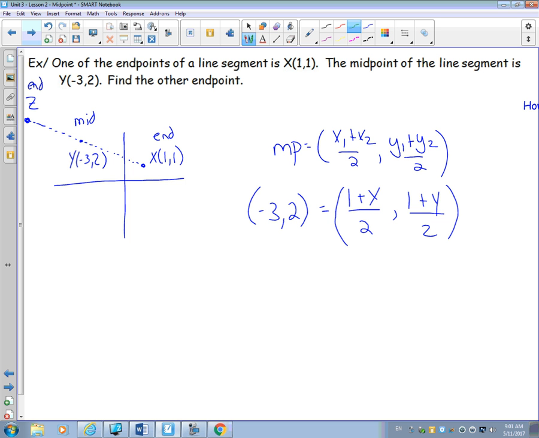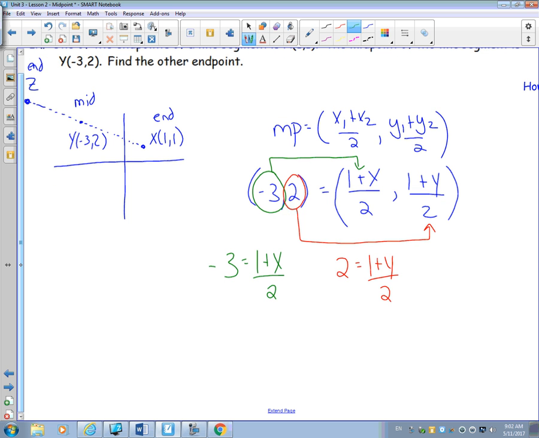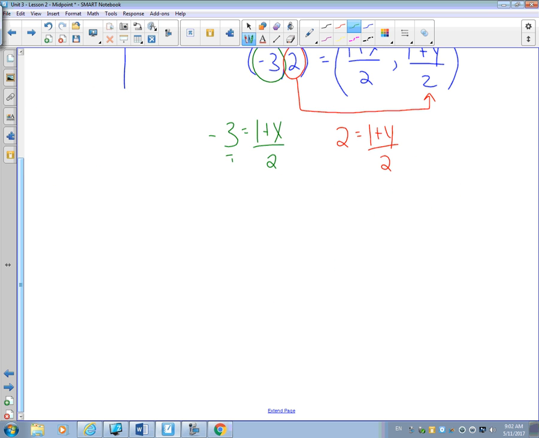Now, I look at this and I say two different equations. I see one about x's. This is an equation. Negative 3 has to equal 1 plus x over 2. And I know that the y's come from this piece. So in other words, 2 equals 1 plus y over 2. And I know I can solve both of these in the same manner, they look kind of the same, by cross multiplying. So negative 3 times 2 is negative 6, and 1 times this stuff is just that stuff. So I can solve this and say, oh, x is negative 7.